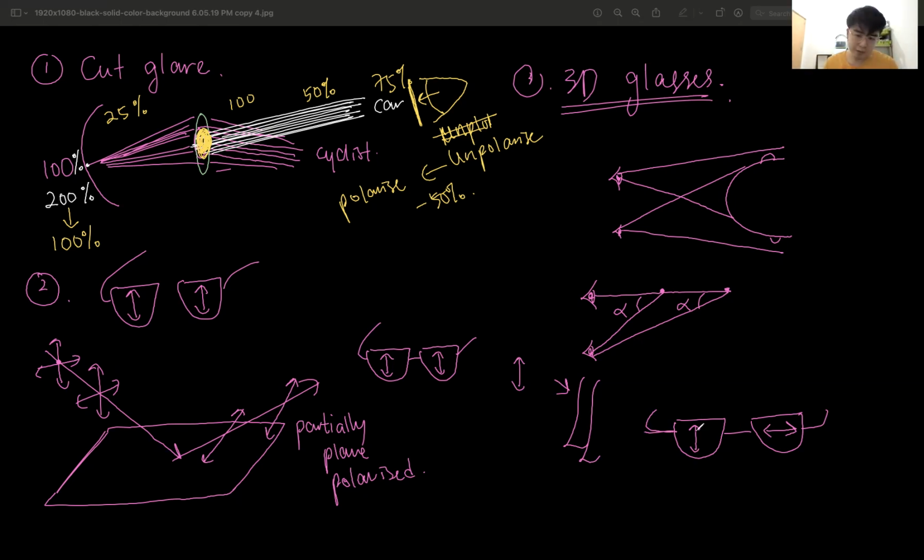So that's why you have this here. Let's say your left eye only sees this image, your right eye only sees this image. Just like in real life, left eye, you see this image. Right eye, you see this image. And then your brain does the thing, forms a sculpture, and then you see 3D. Again, it is because of polarization. Right, so that is the application of polarization.